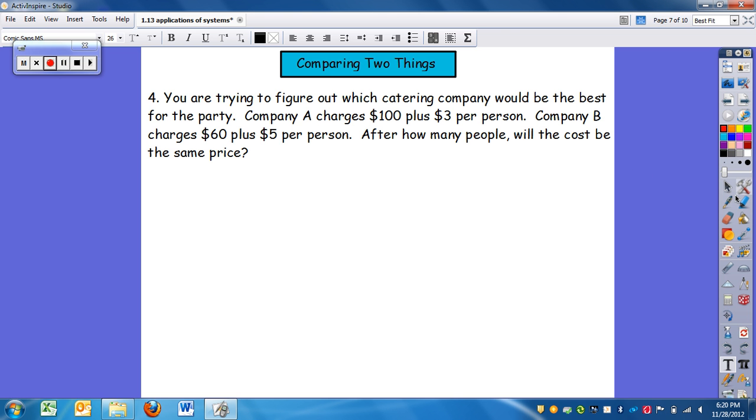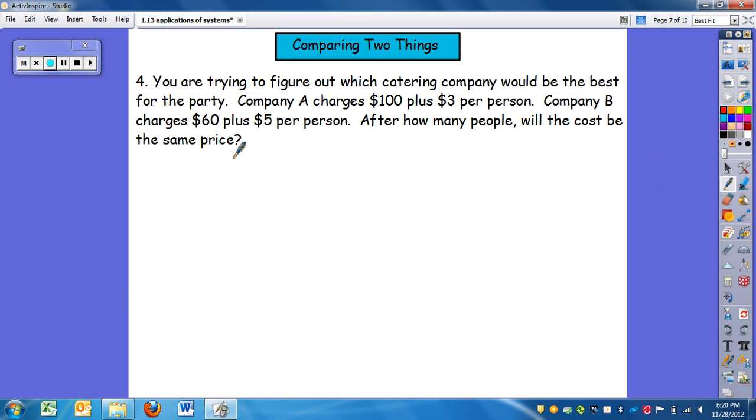So here's your second problem when you're comparing 2 things. You're trying to figure out which catering company would be the best for the party. Notice we have company A who charges $100 plus $3 per person, and company B charges $60 plus $5 per person. After how many people will it cost the same price? That's what I'm trying to find. So P is going to represent the number of people. Again, I write number of people because I'm asking for how many people.